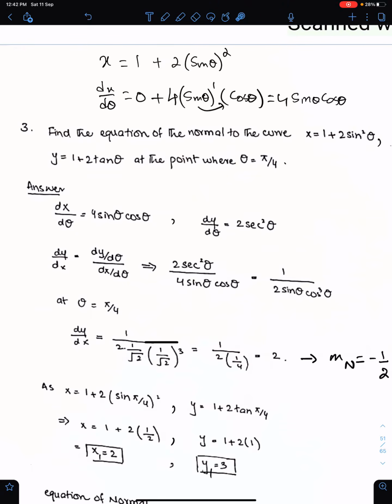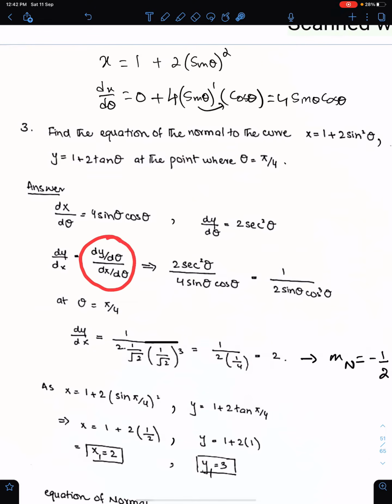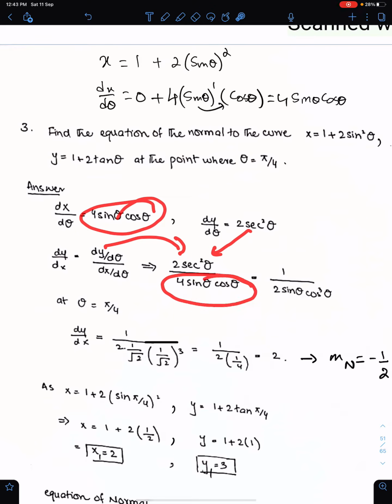So when you will differentiate x with respect to theta, you will get this thing: 4 sine theta cos theta, because this function is composite. And this is simple. The differential of y with respect to theta is dy upon d theta, and the right side will become 2 sec square theta. Now this is the formula of the gradient of parametric equations. Write this here and this result here.